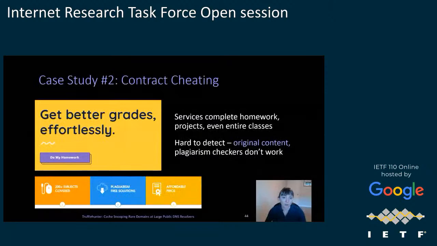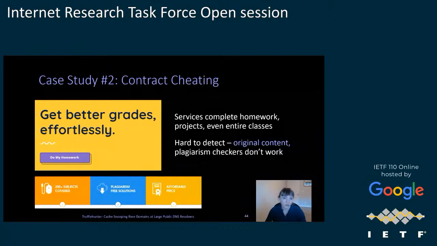And the next case study that we looked at was contract cheating, which is the new form of plagiarism that the kids are using these days. So in case you haven't heard of this, these are services that you can buy as a student to complete your homework or your projects or even entire classes for you. I've even seen a few that are offering to get entire online degrees.